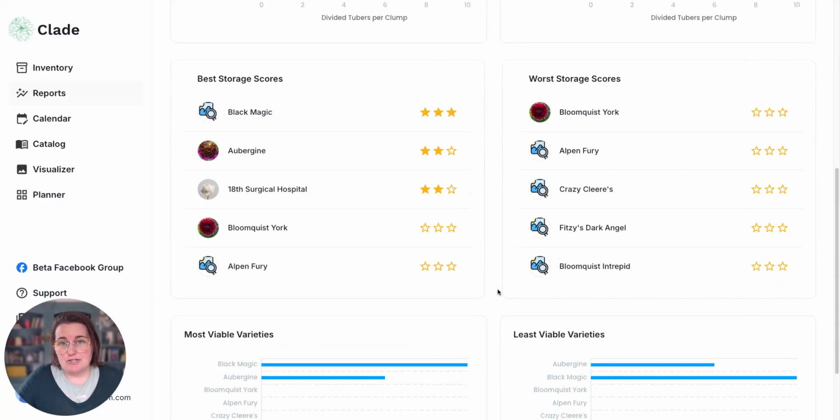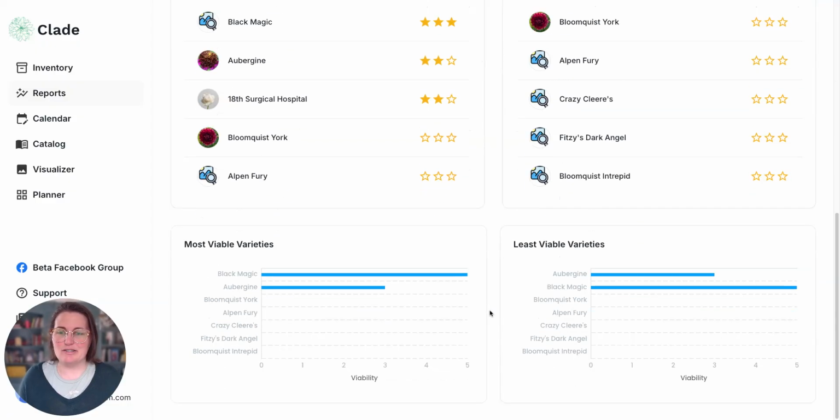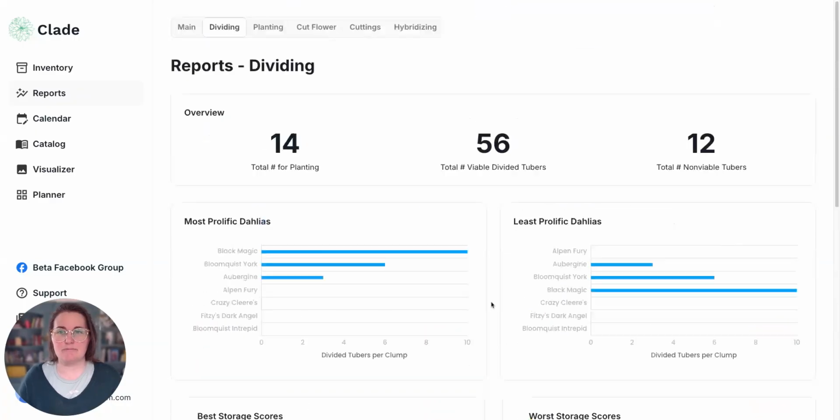Same with storage scores. So we'll look at how many varieties did you put into storage, how many came out, where did you lose the most. Again, you have to track that, but then we'll give you in the reporting which is the best. And then you can score it for yourself, so which ones you think are top and bottom. Like I would have Cafe au lait over on my worst scores because that one I just have the hardest time storing. And same with most viable varieties, least viable. So where are you getting the best scores across? Hopefully that can really help perfect what you do with tubers in the future.